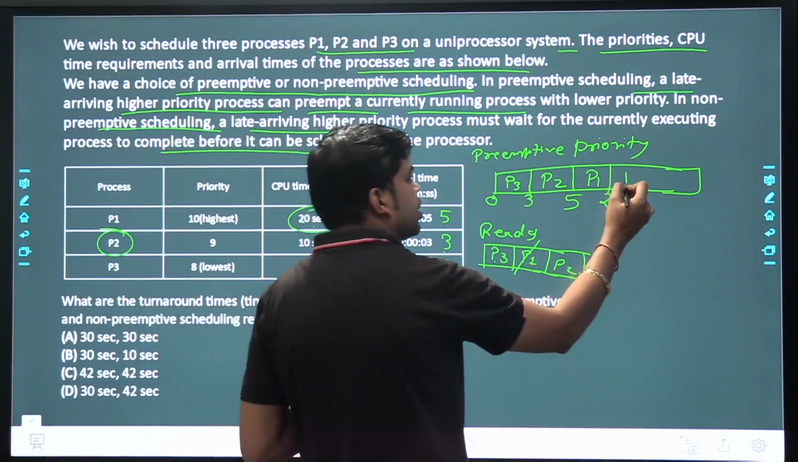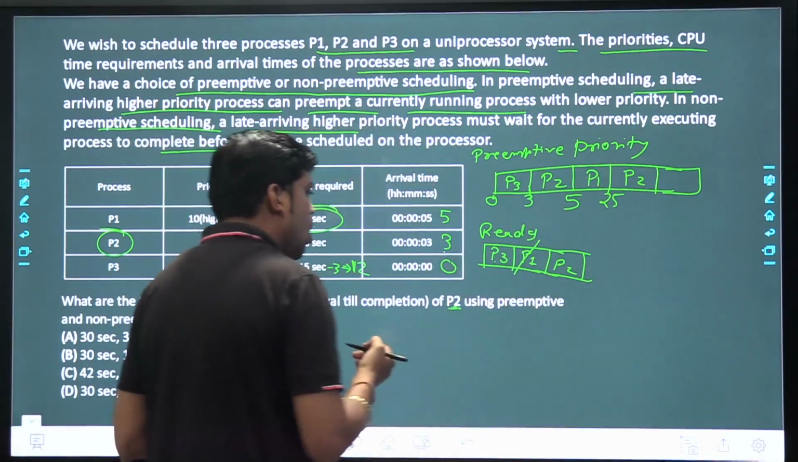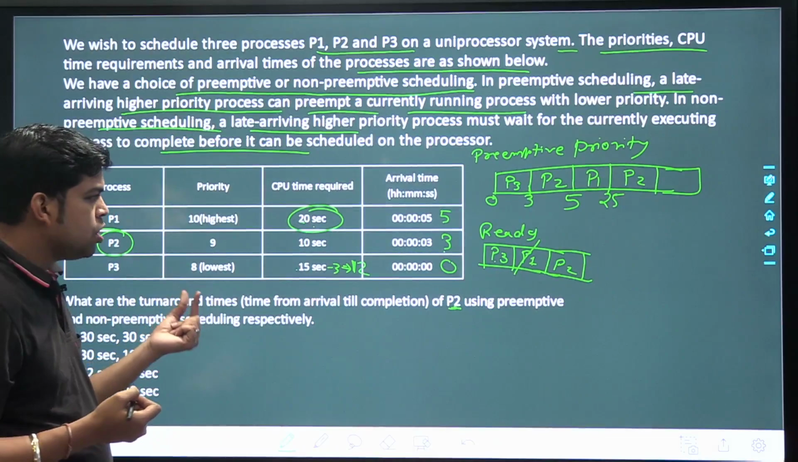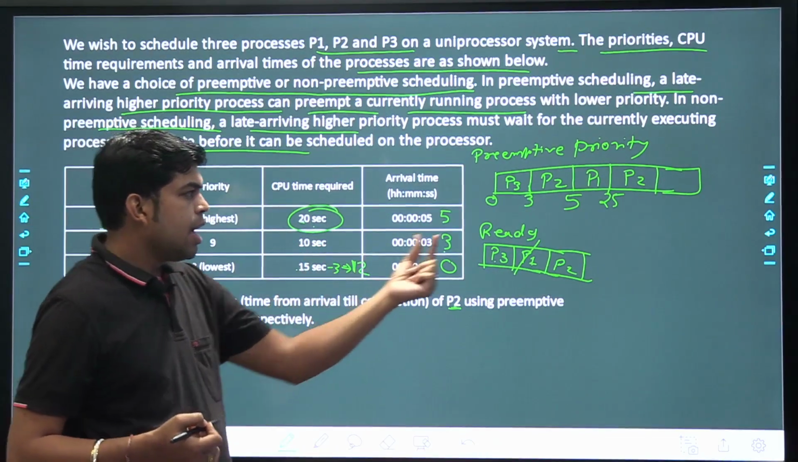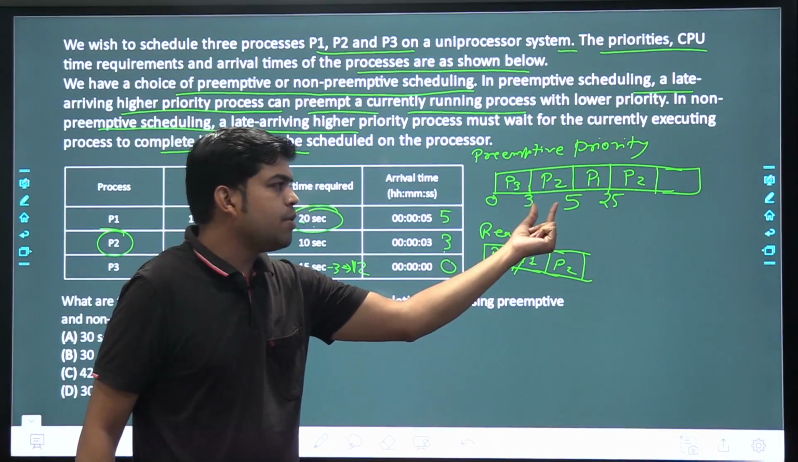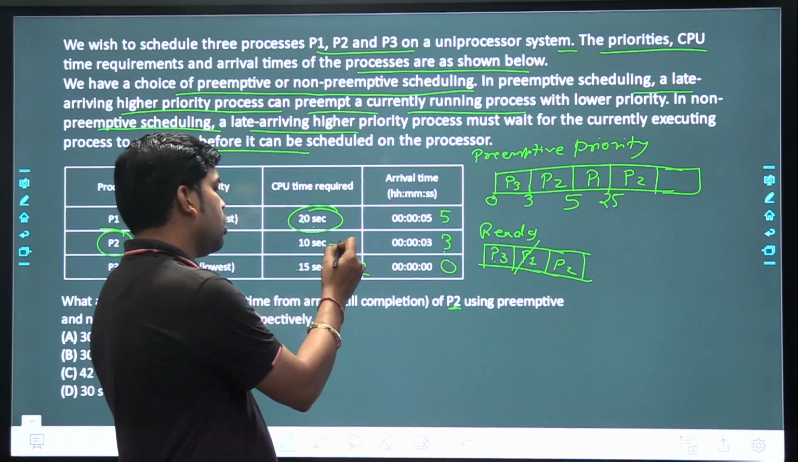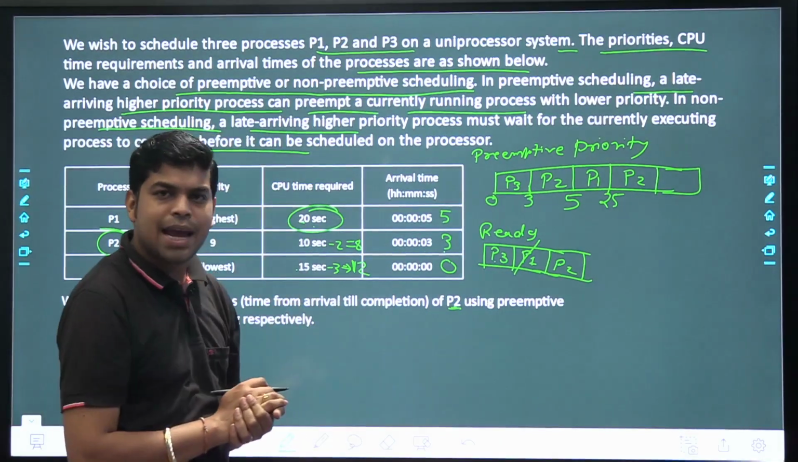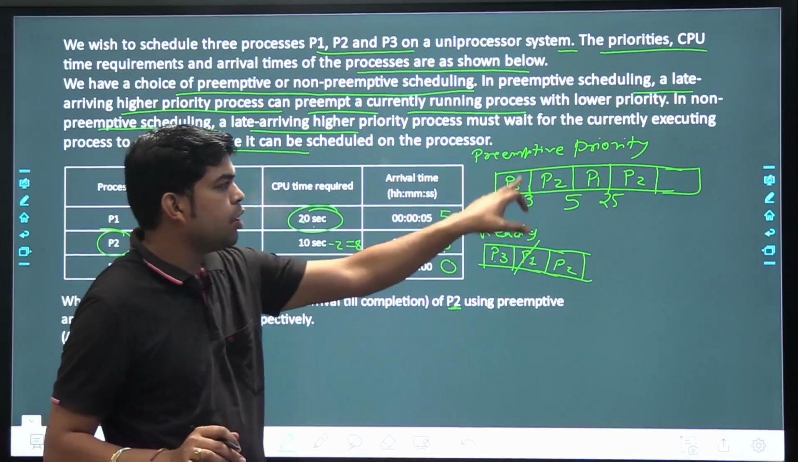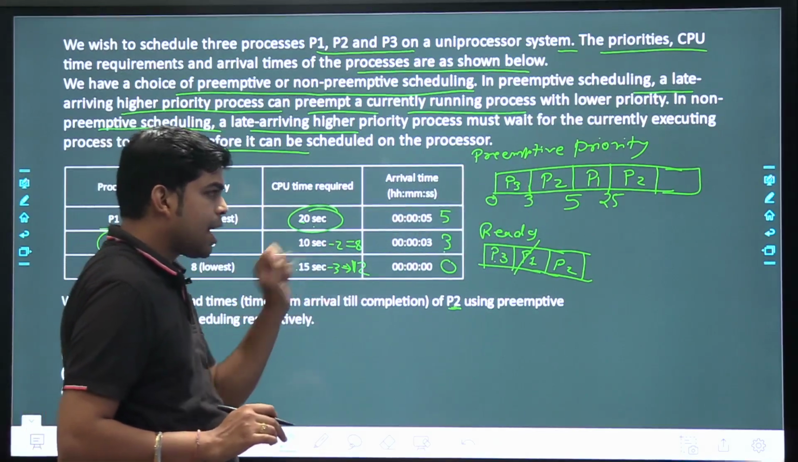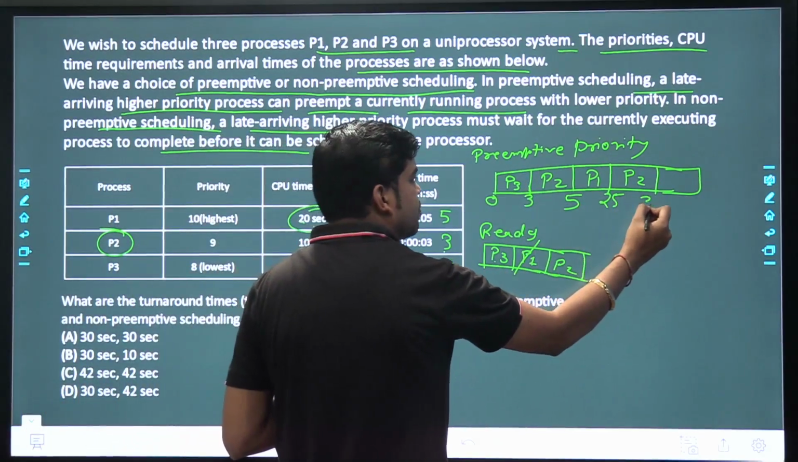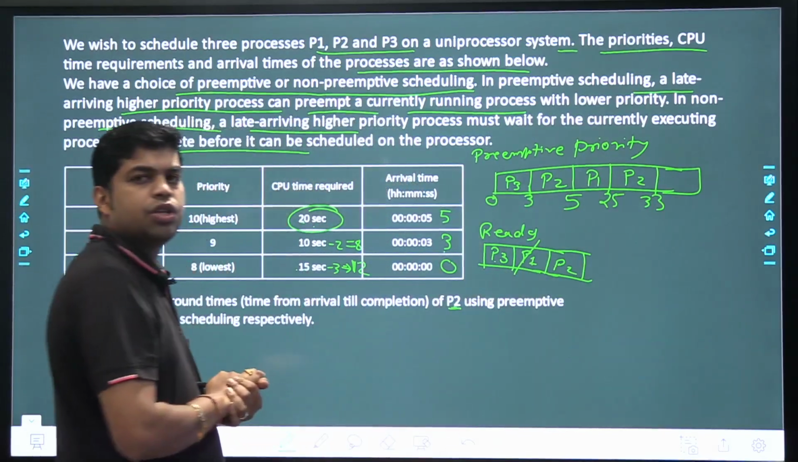So we execute P2 here. Now how much time remaining of P2? So total time is 10 seconds and we already executed for 2 units of time of P2. So 2 is already executed, so remaining time is 8, because 2 time P2 has spent in the CPU. So remaining time is 8, so from 25 plus 8 means till 33 P2 is executed.